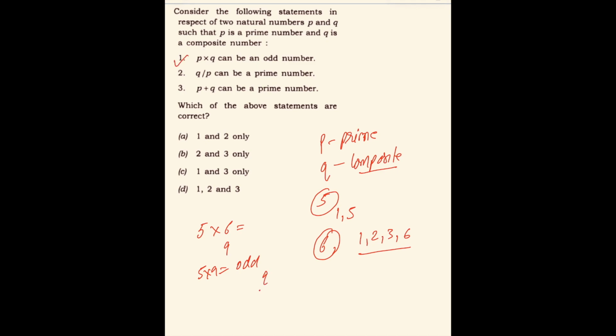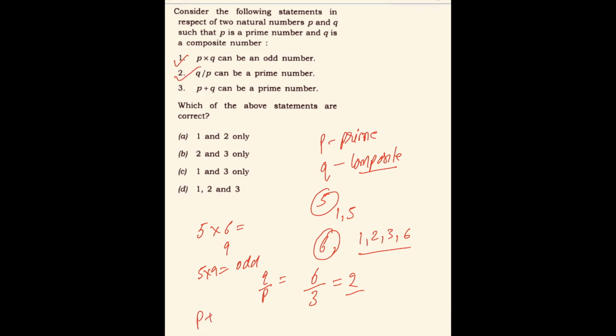q by p can be a prime number. So can we have q, which is a composite number, divided by a prime number, become a prime number? Yes, it can. Suppose 6 is there and we divide this 6 by 3, we get 2, which is a prime number. So this can also be true.